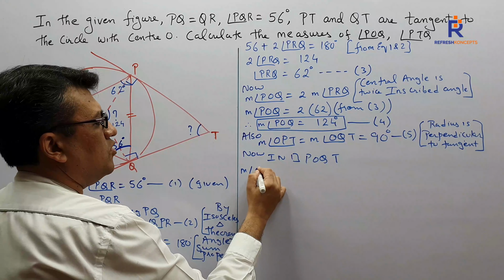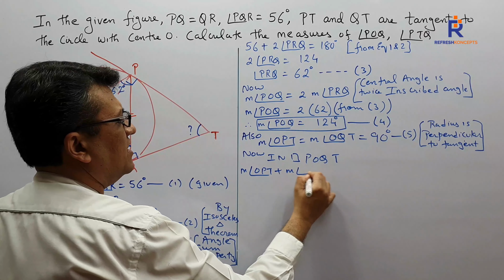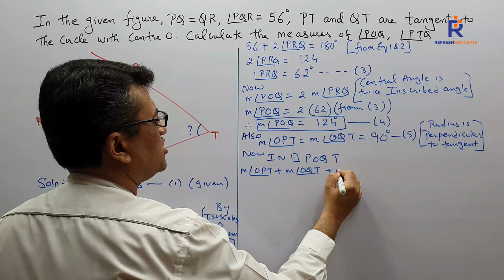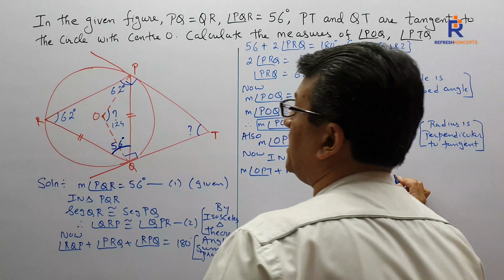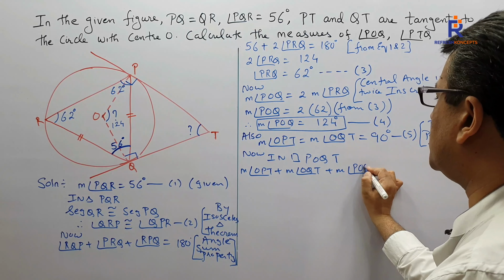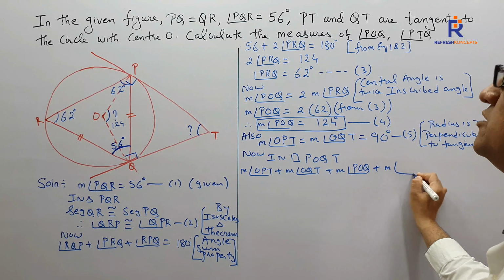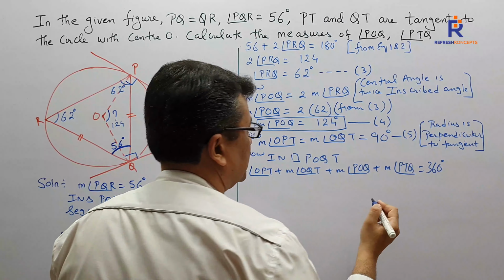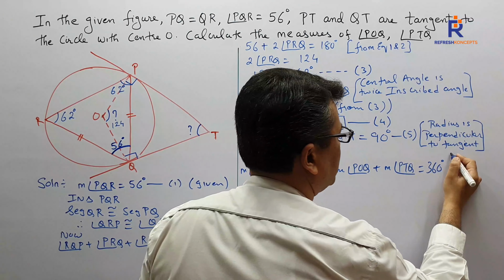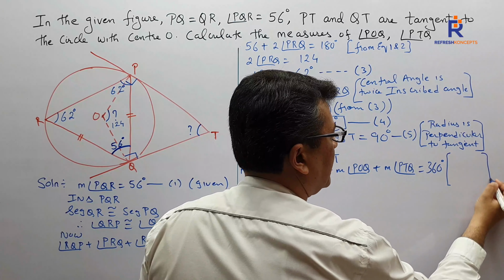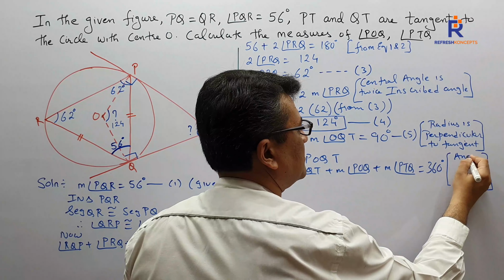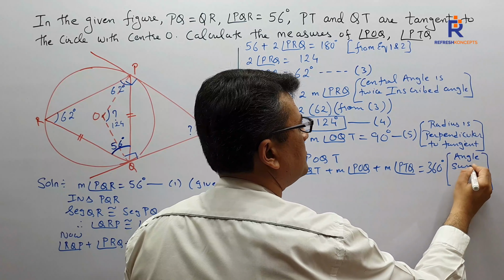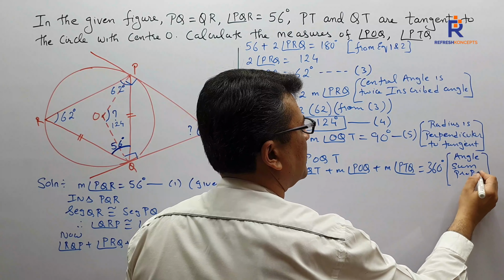Measure angle OPT plus measure angle OQT plus measure angle POQ plus measure angle PTQ. That's what we want. PTQ is how much? 360 degrees. The sum of measures of all angles in a quadrilateral is 360 degrees. So we just need to write down here: sum of measures of all angles in a quadrilateral, or you can say angle sum property for quadrilateral.